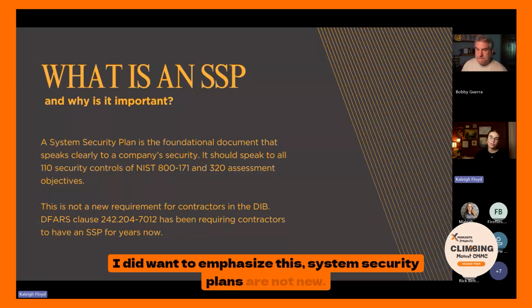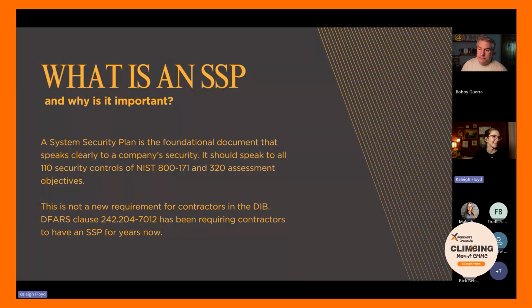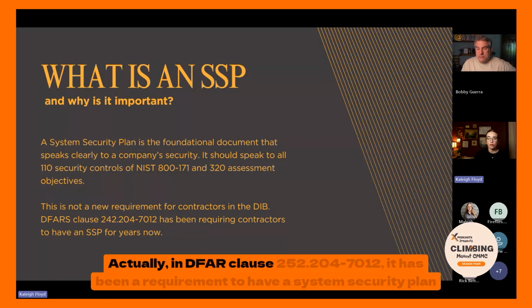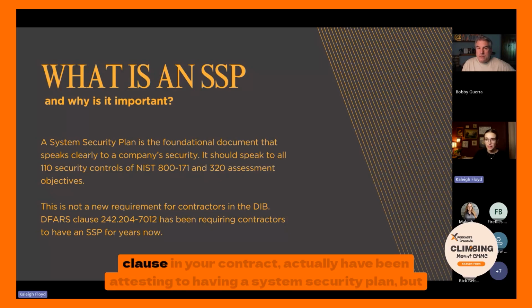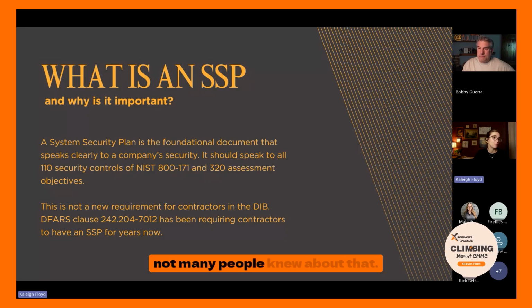I did want to emphasize this. System security plans are not new. They've been around for a while. DFARS Clause 252.204-7012 has been a requirement to have a system security plan when handling this type of information and when handling DoD contracts. If you have that DFARS clause in your contract, you actually have been attesting to having a system security plan, but not many people knew about that.